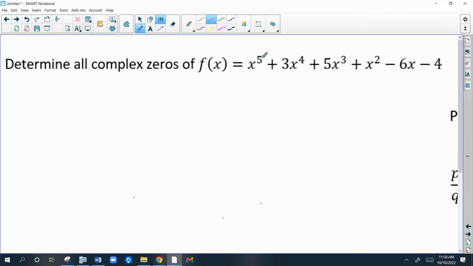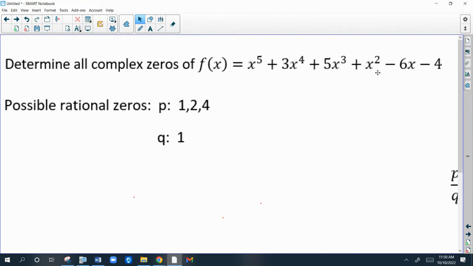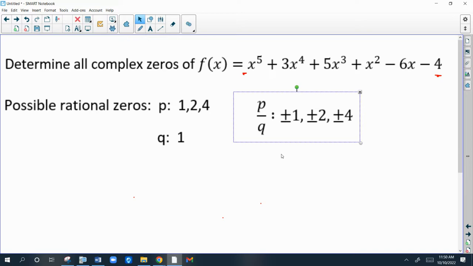So first of all, the rational zeros. The rational zeros, as we know, are in the form P over Q, where P is all the factors of 4 and Q is all the factors of 1. And if you do all combinations P over Q, you get plus or minus 1, plus or minus 2, and plus or minus 4. So if there's any rational numbers, they have to be from this list of 3.